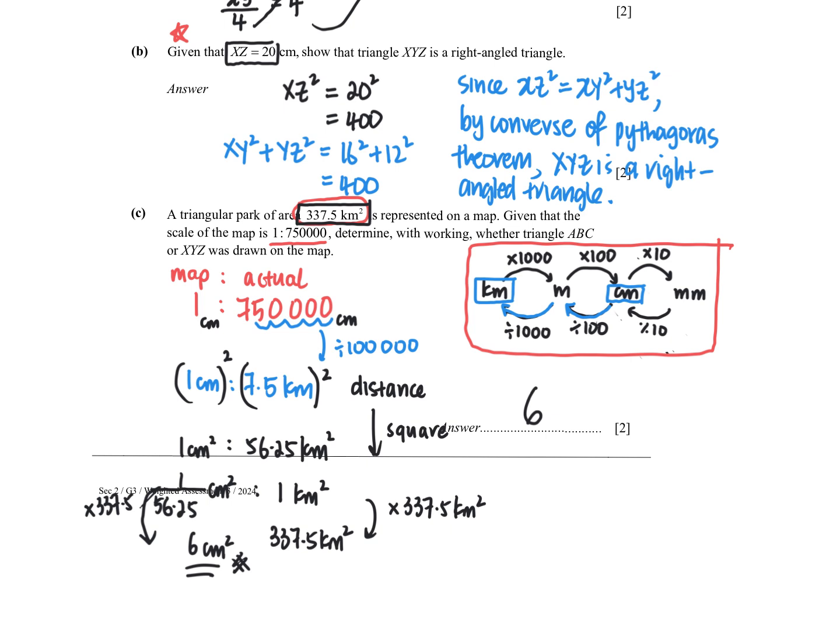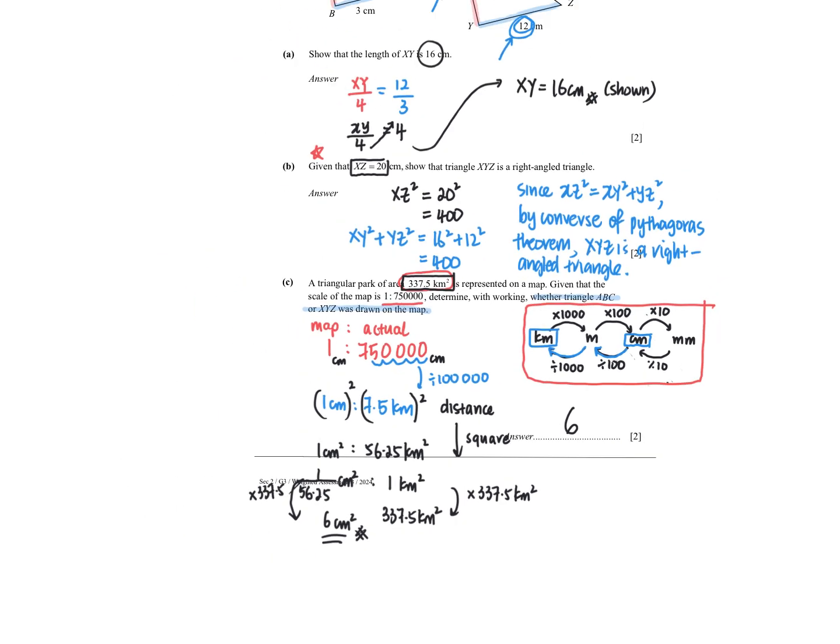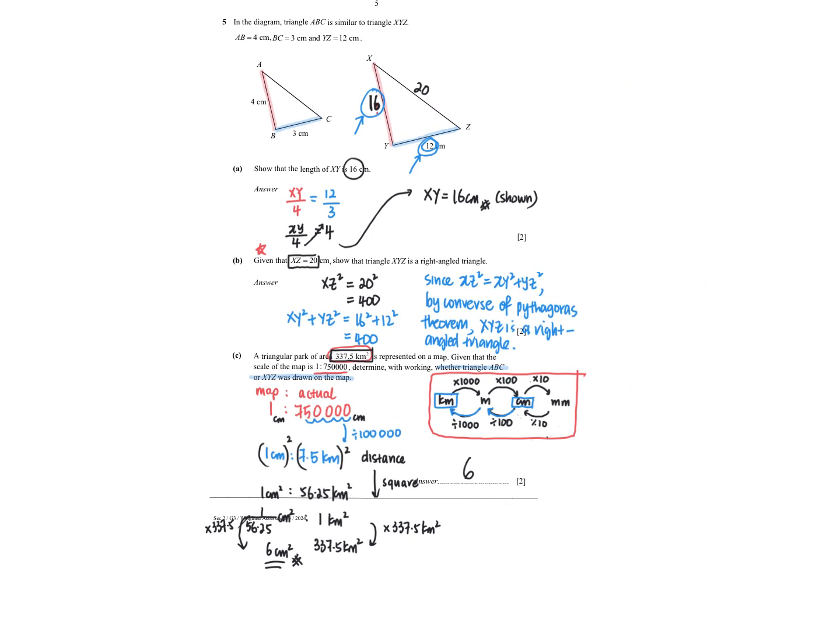Okay. So with this dimension, they have an added layer. They ask you whether ABC or XYZ is being drawn on the map. So you go and look at your triangle ABC. Can you find the area of this triangle? Okay, so this one is half times base times height. You get 6 cm square. So actually straight away you know you are drawing triangle ABC.